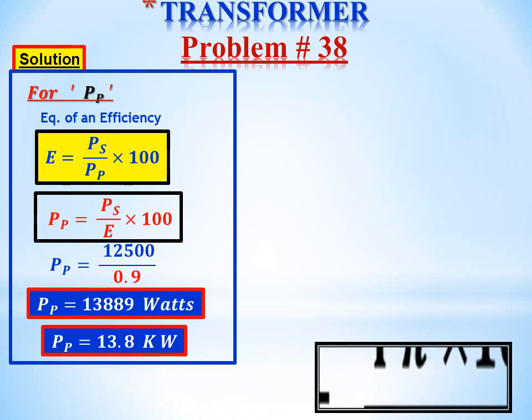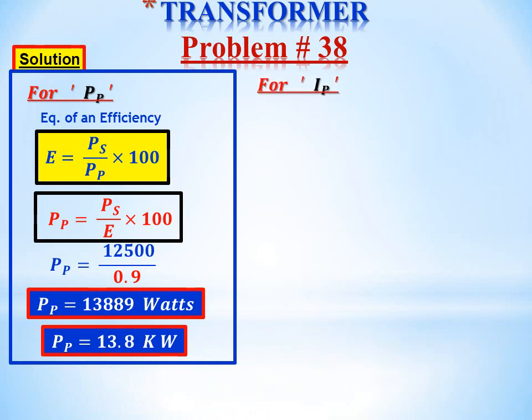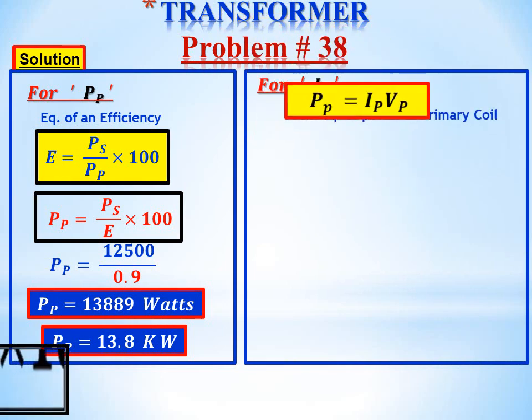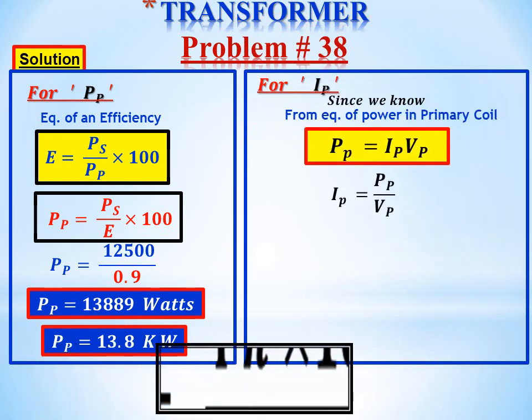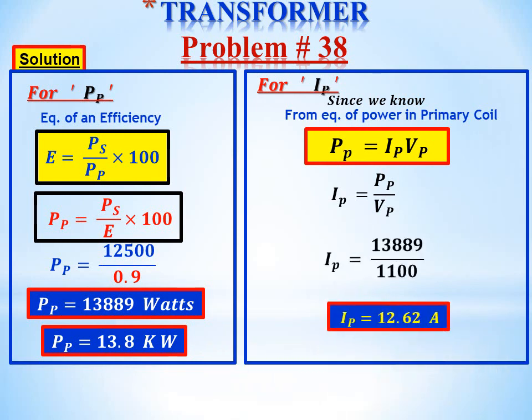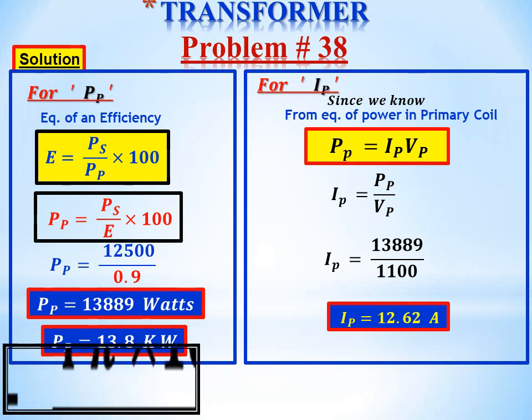or 13.8 kilowatts. Now we can find its current in the primary coil using equation P is equal to IV. So IP is equal to PP upon VP. By placing their values, we will get current in the primary coil is 12.62 ampere.